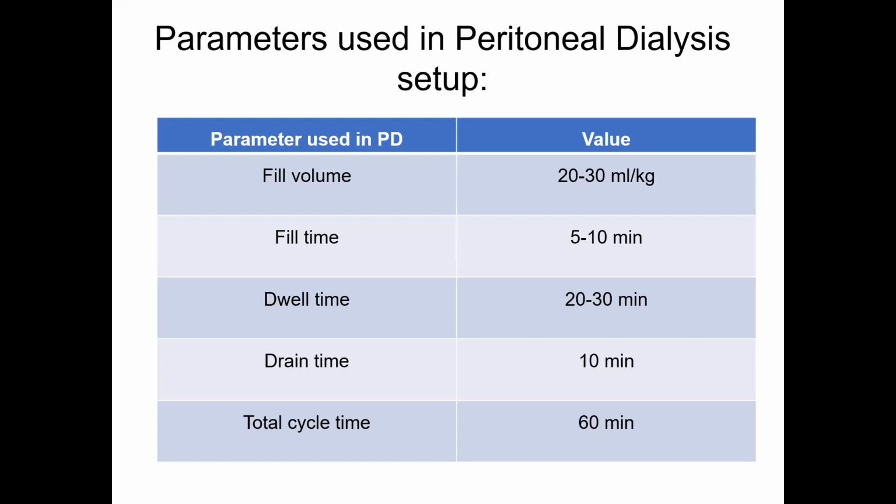Then dwell time, which is the time for which the dialysate fluid is kept in the peritoneal cavity. This is set at approximately 20 to 30 minutes, but it can be modified, as already said, according to the clinical status of the baby. Then drain time, that is the time required for the egress of the dialysate fluid into the outflow tract. This is kept at approximately 10 minutes, and the total cycle time is 60 minutes.